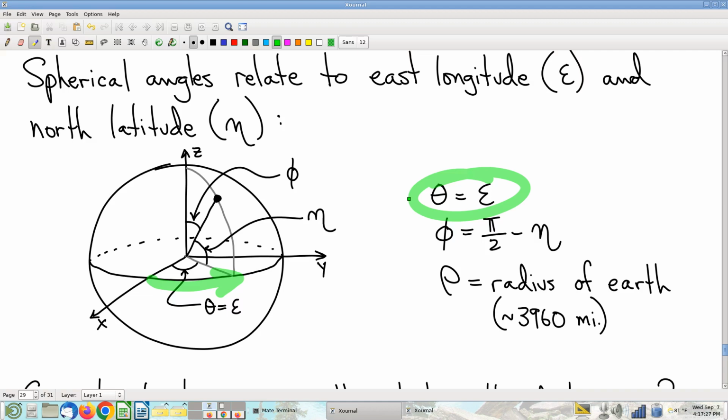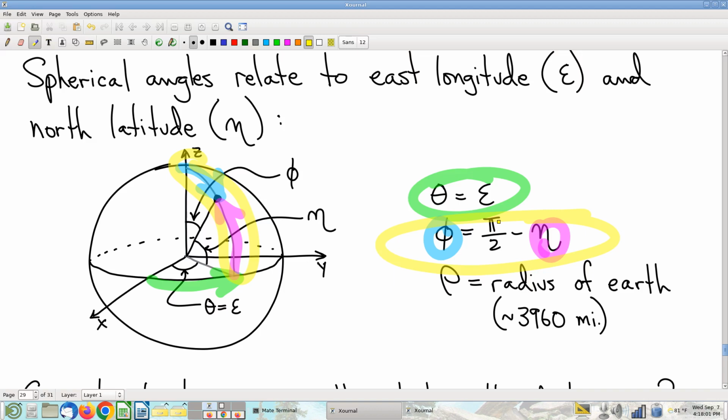And now let's talk about the phi. Phi is this, and phi is not exactly latitude. Latitude is like that. Right? But what you'll notice is that north latitude and phi always add up to pi over 2. So there's a very strong relationship between the spherical angles and map coordinates on the Earth.